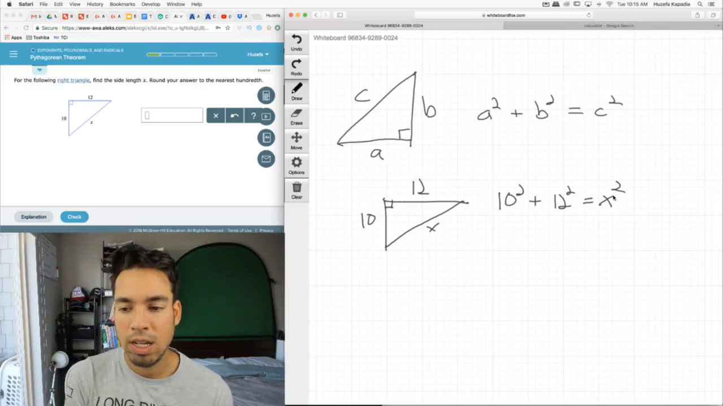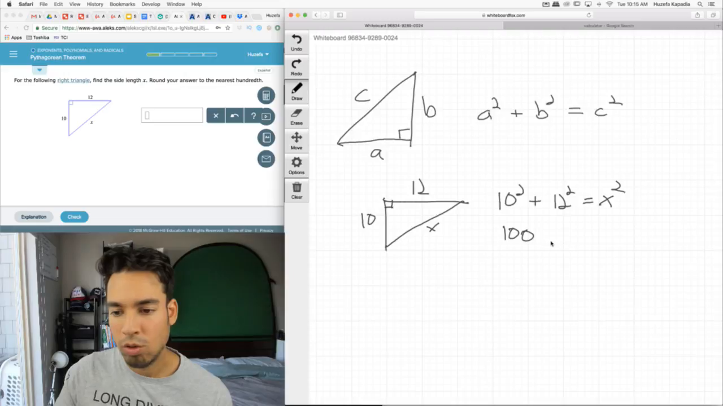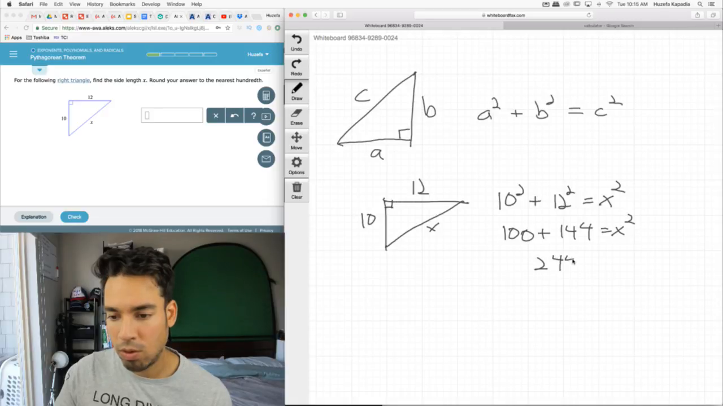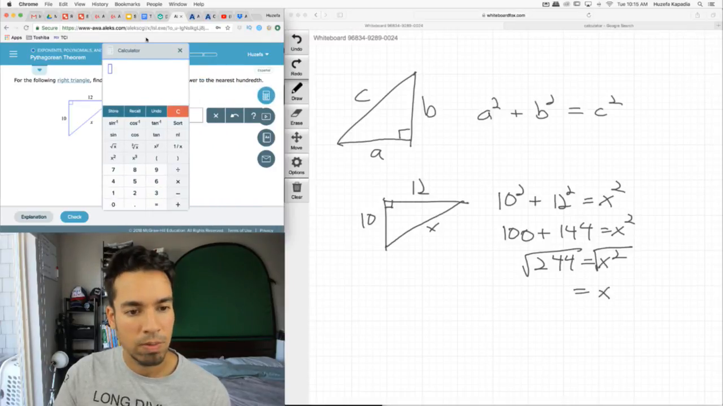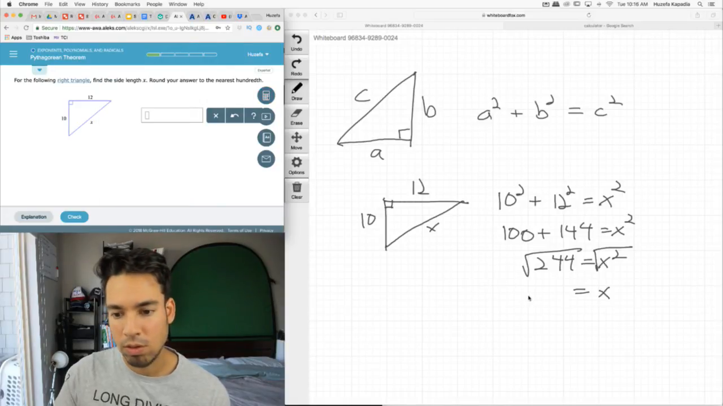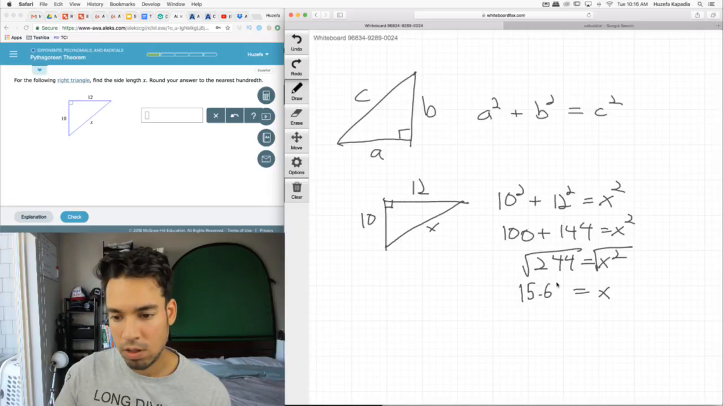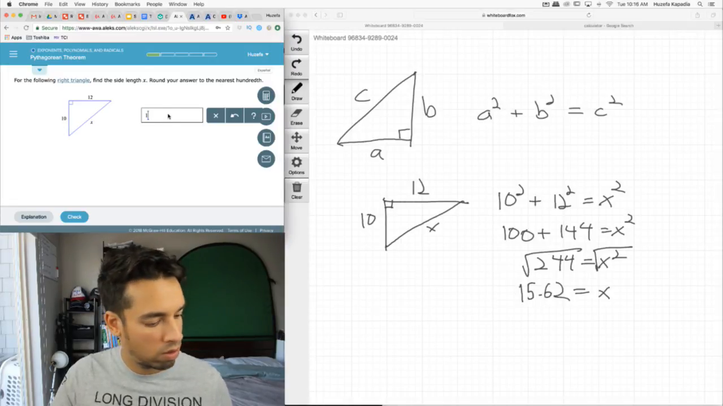Okay. So now let's evaluate it. 10 squared is 100. 12 squared is 144 equals x squared. 100 plus this is 244. And once again, we need to solve for x squared, so we take the square root of both sides. And x equals 15.62. Rounded to the nearest hundredth.